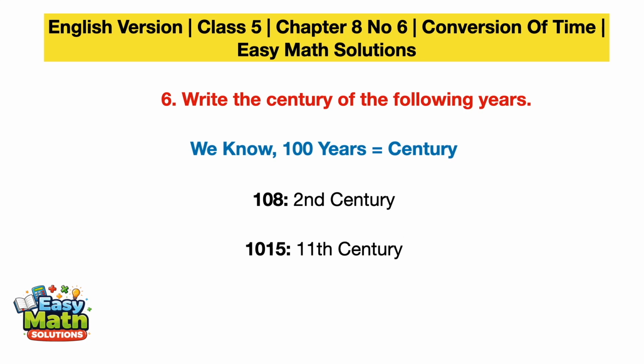Then 1015 will be the 11th century. 1000 till 1000 equals 10th, and 1015 goes to the 11th century. 2001 equals the 21st century. Okay, 2000 till 2000 equals the 20th century, and 2001 goes to the 21st century.